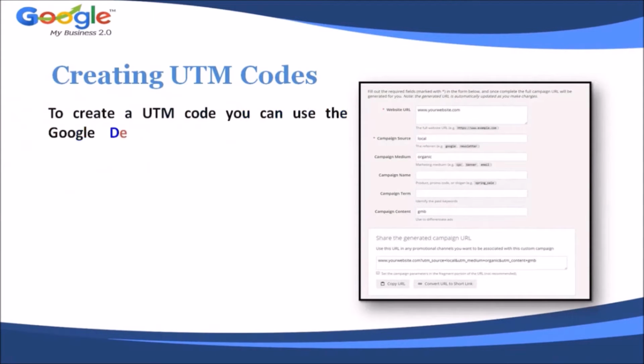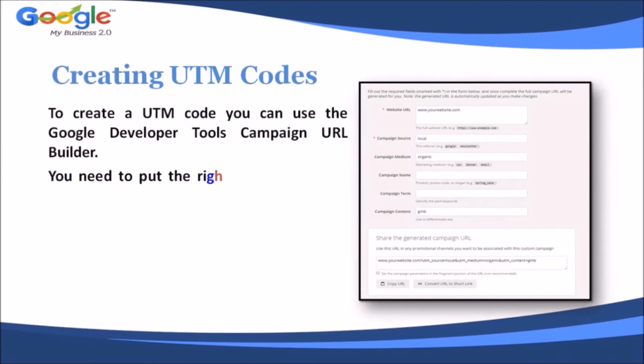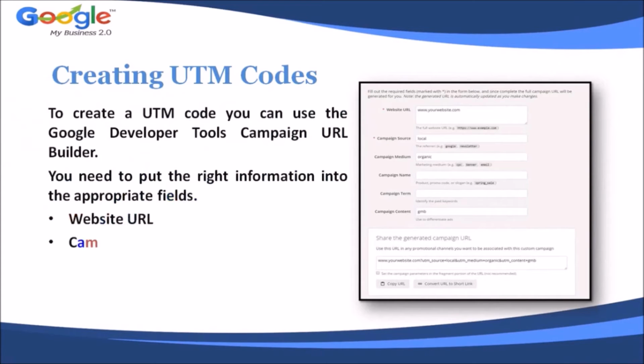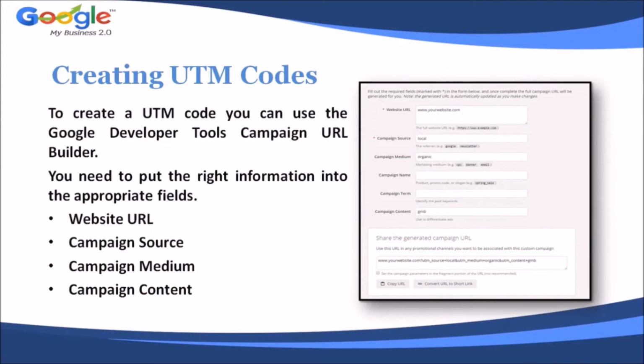Creating UTM codes. To create a UTM code, you can use Google Developer Tools Campaign URL Builder. You need to put the right information into the appropriate fields: website URL, campaign source, campaign medium, campaign content.